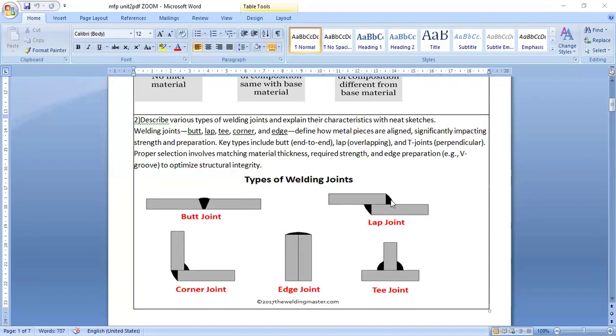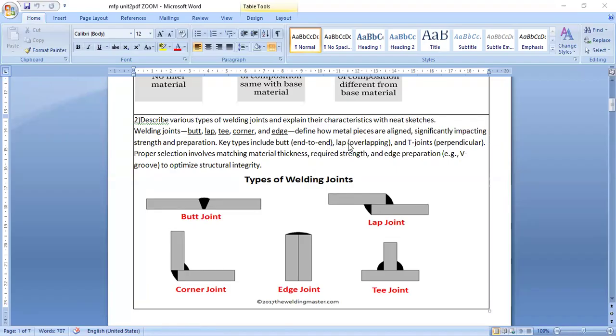This is a lap joint, an overlap, one on the other. Here are corner joints, where corners are joined and 90 degrees is made. In edge joints, two edges are brought together to take the load and are joined on the upper side. Here also you can make a T shape, and welding makes it strong. So these are the types of welding joints: butt joint is common, lap joint is common, then T shape, corner shape, edge shape.